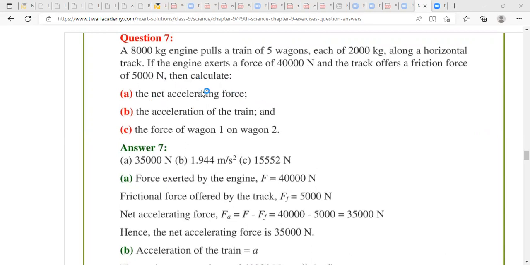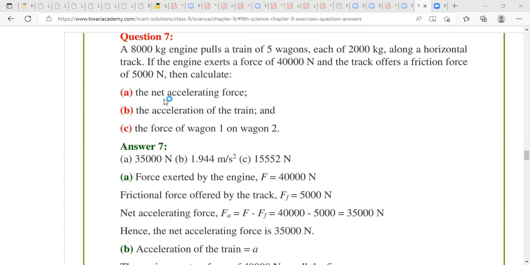So between two forces you have to find the difference. Net means difference. So you have two forces, you will simply subtract them, right? 40,000 minus 5,000, you will get 35,000 Newton. Very easy. Whenever you get net, that means you have to find the difference.